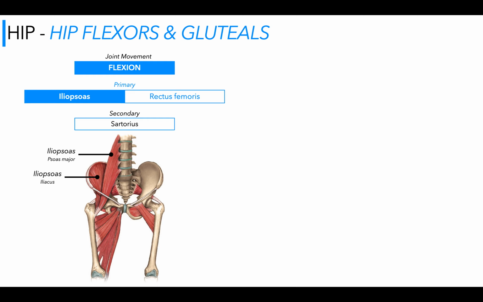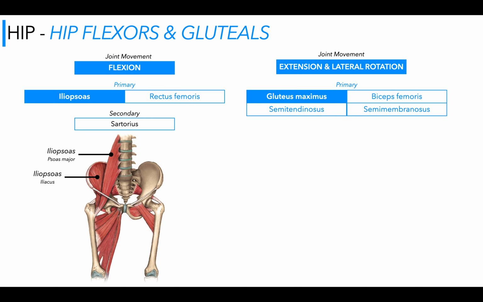It's a much smaller muscle, more of a synergist, but if you were asked about the sartorius in a specific question, which has come up in the past, it would be hip flexion and knee flexion, which I'll come on to. Okay, I'll put two up here. Extension of the hip and lateral rotation. We have the gluteus maximus.